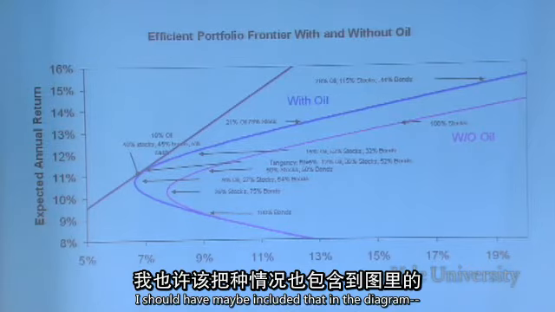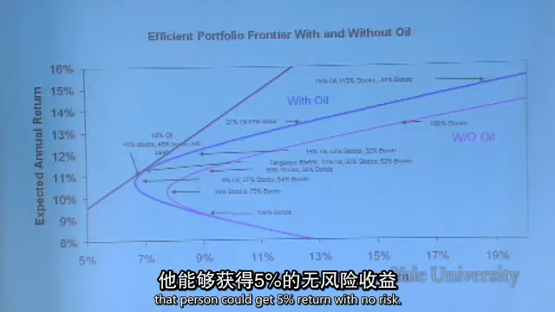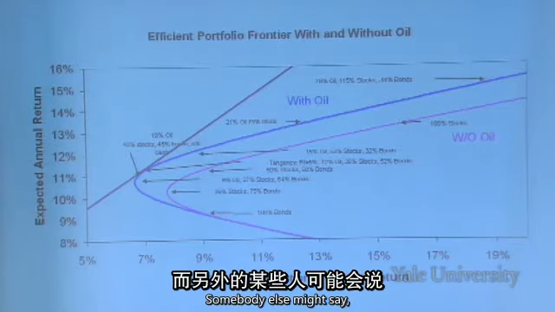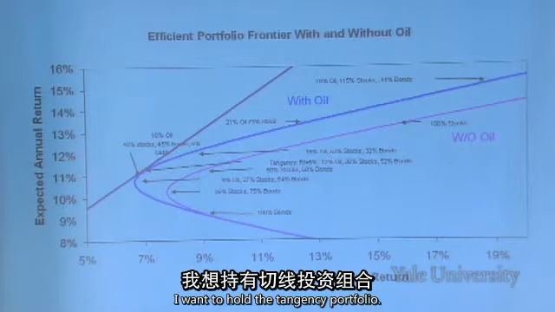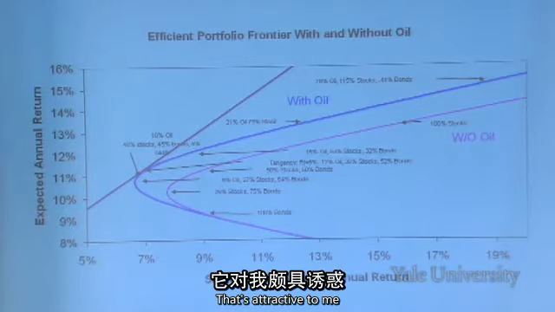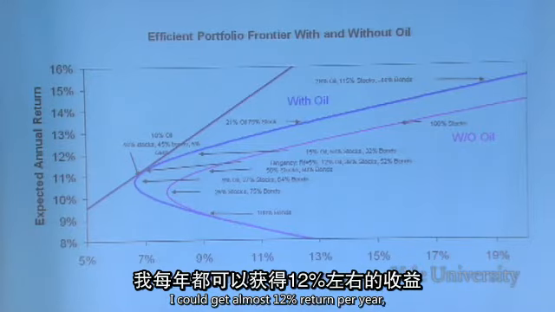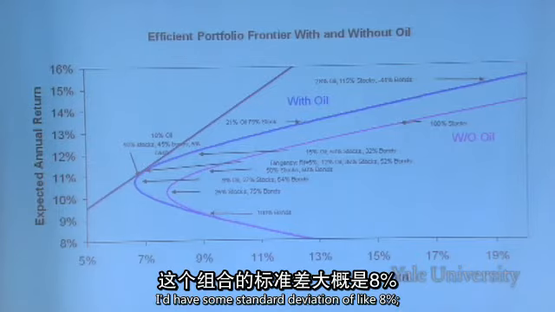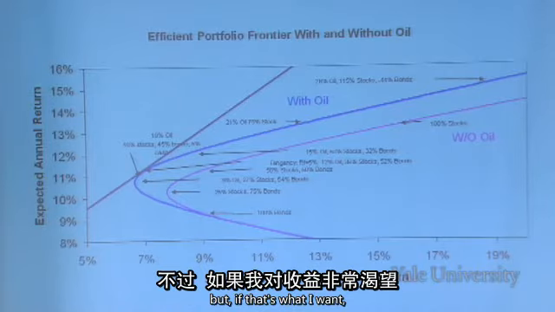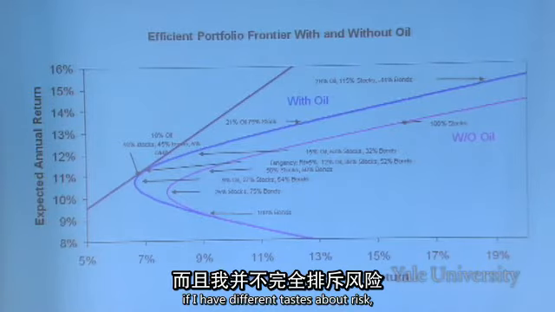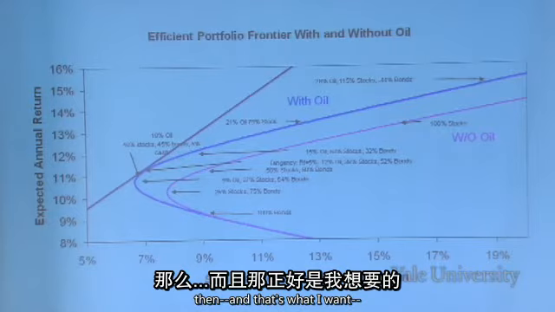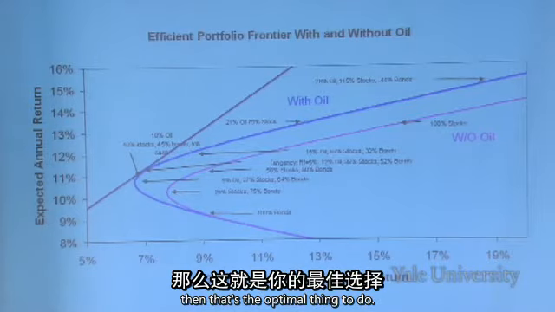That person, I should have maybe included it on the diagram, could get 5% return with no risk. Somebody else might say, well, I want to just hold this point. I want to hold the tangency portfolio. That's attractive to me because I could then get a bigger expected return. I could get almost 12% return per year, and I'd have some standard deviation of like 8%. But if I have different tastes about risk, and that's what I want, then that's the optimal thing to do.